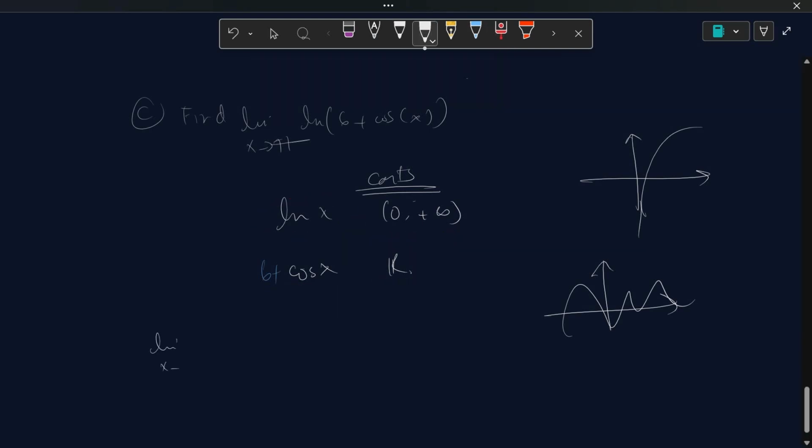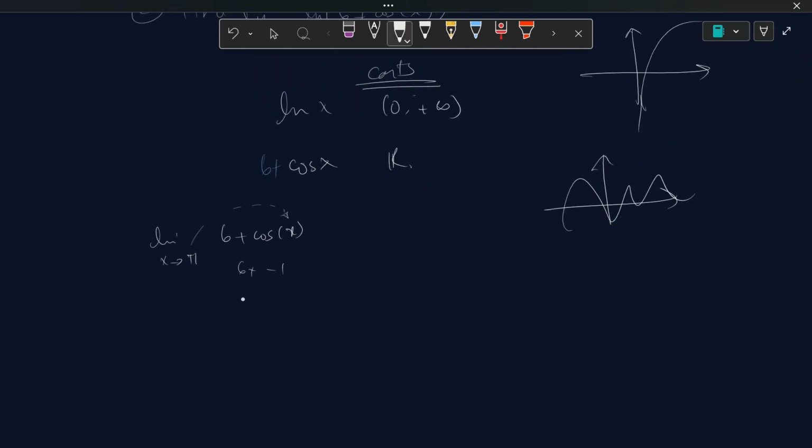the limit as x approaches infinity of only the inside function that you see over here, 6 plus cosine of x. That is basically a -1, and then we have 6. If you put this pi inside, cosine of pi is going to be a -1. So you basically end up getting a 5 for the inside limit.